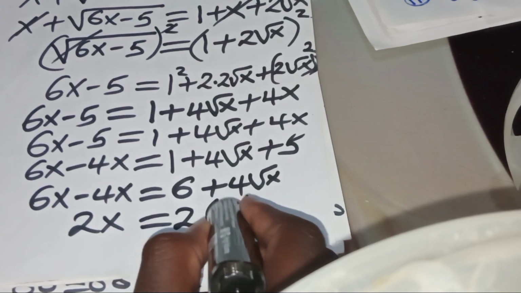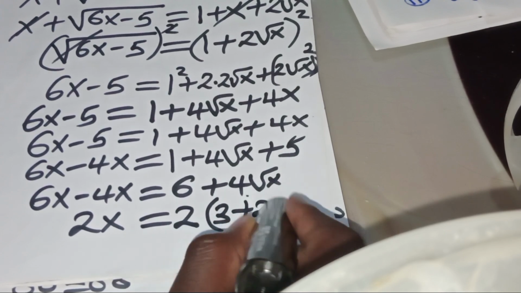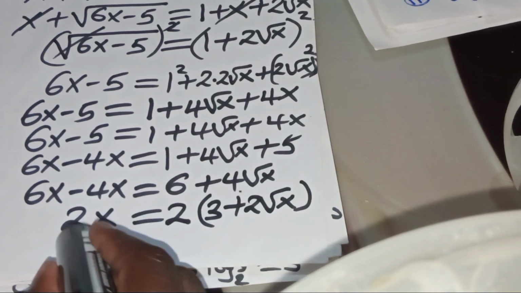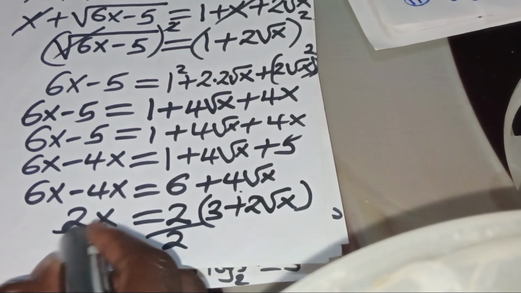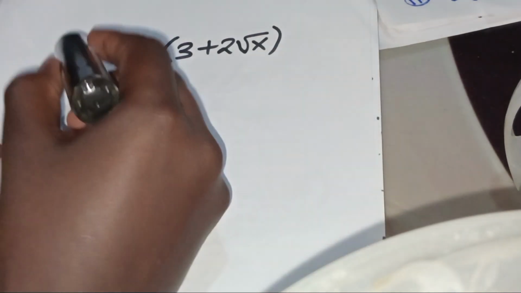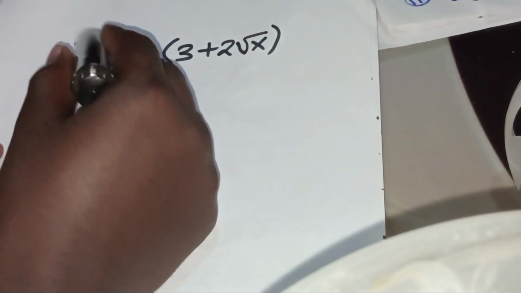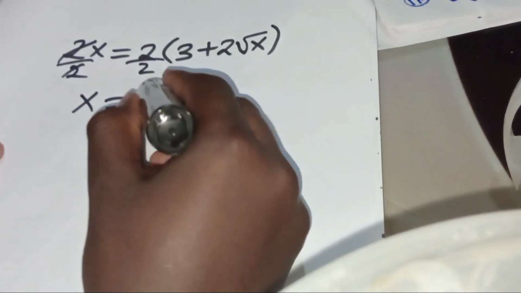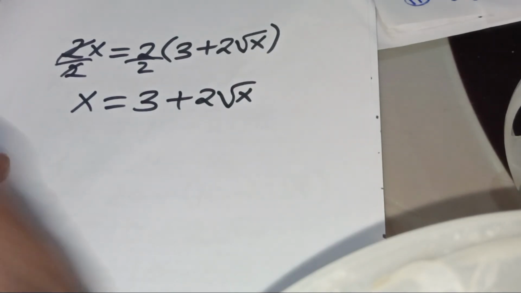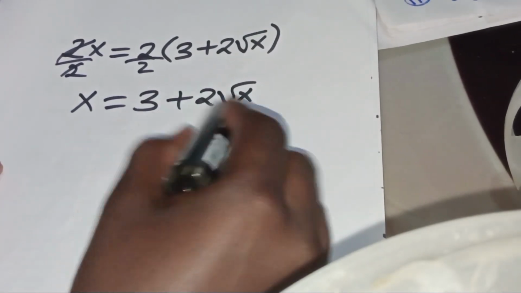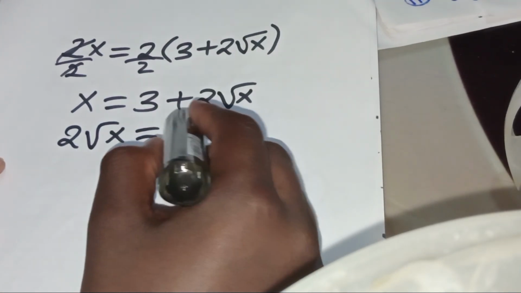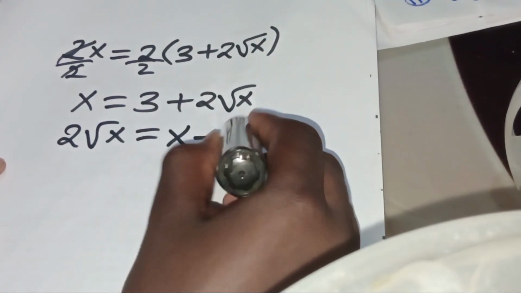Now we factor out 2 is common, so 3 plus 2 square root of x. Okay, so let's divide both sides by 2, so that x is equal to 3 plus 2 square root of x. We can express this as 2 square root of x, which is the same thing as x subtract 3.